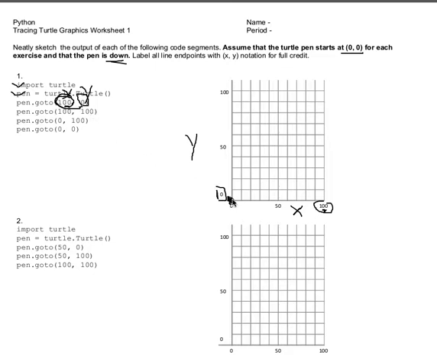I need to now go to where this line intersects with this up and down line, and that would be this point right here. That's the point 100, 0. So it should be labeled that dot. Make a nice little dot with your pencil, and I've now executed that line of code.